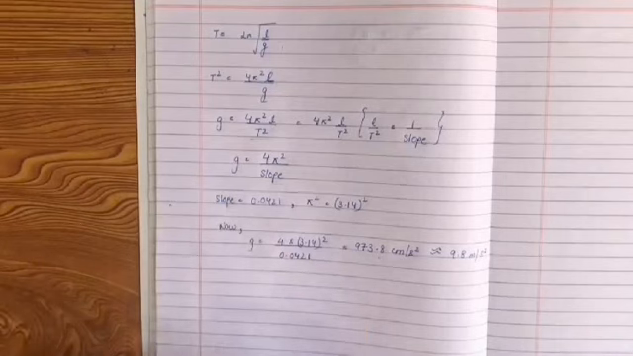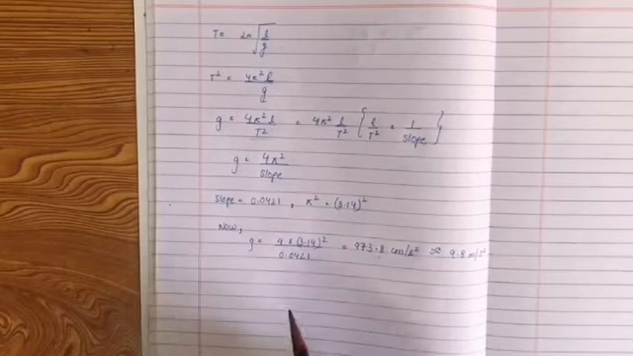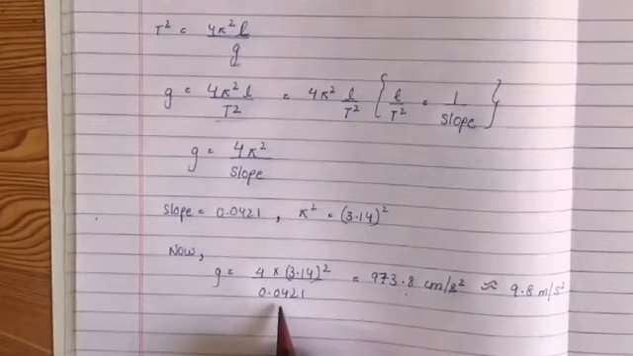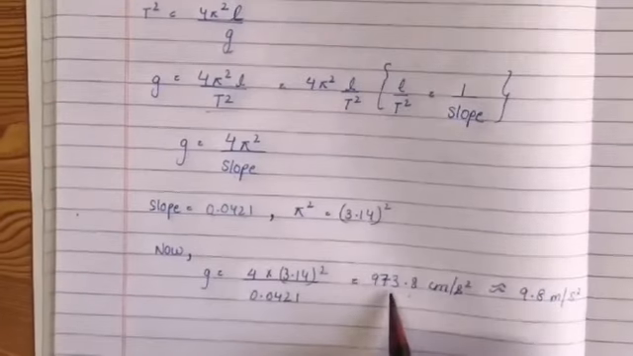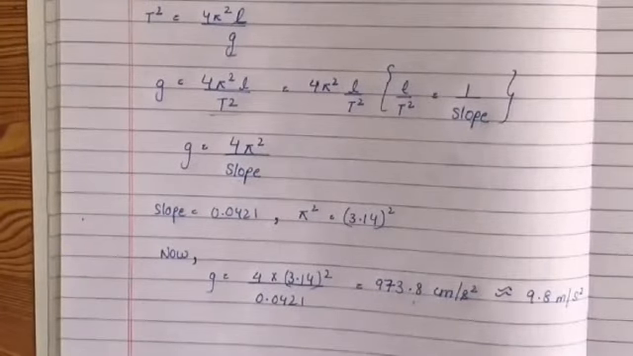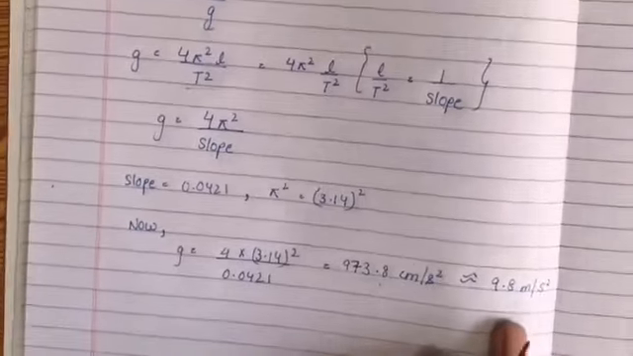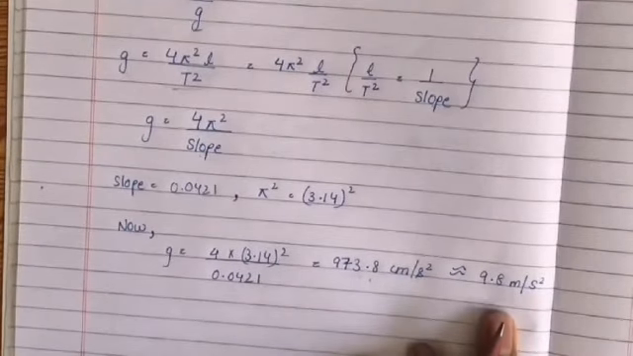Now, let's put the values, and after doing all the calculations, we get the value of g to be 973.8 centimeter per second square, which can be approximately equal to 9.8 meter per second square. This is how we derive the value of acceleration due to gravity by the experiment of simple pendulum.